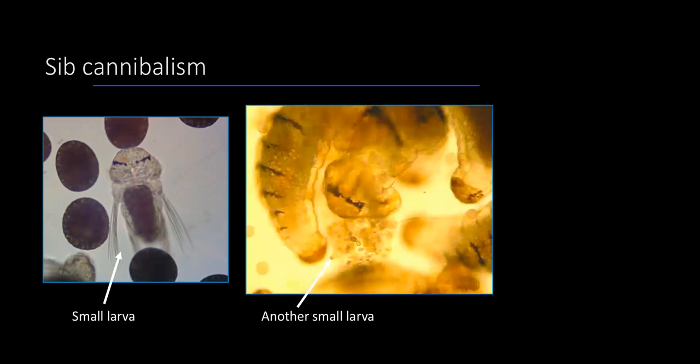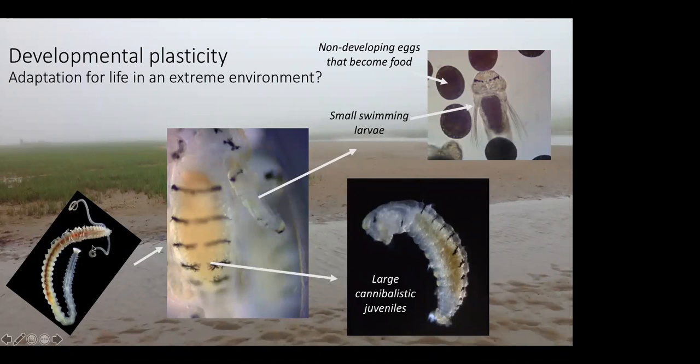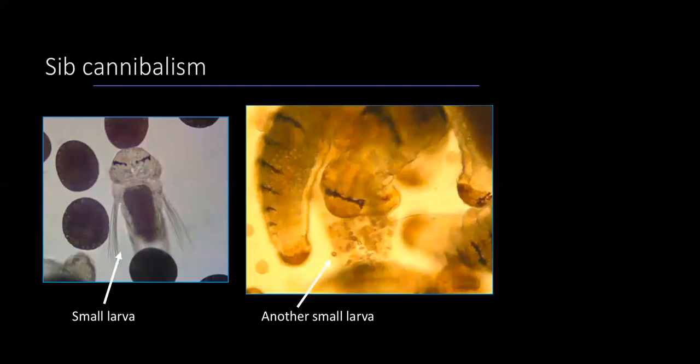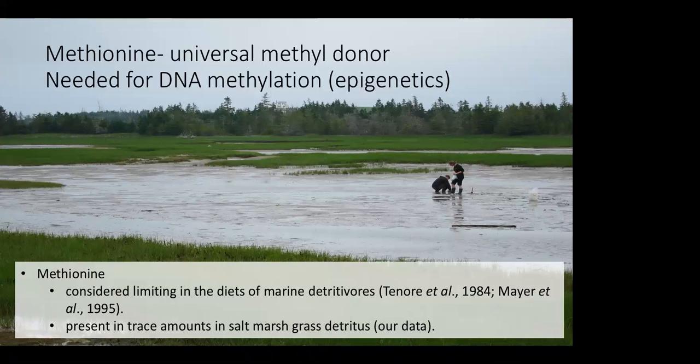If I just back up, the question is, we know we have a species that has developmental plasticity. They make small dispersing larvae and large cannibalistic juveniles that would presumably recruit right next to their parents in that same habitat. The question is, what are the environmental cues that can drive larvae to take one particular path, the path to dispersal, or another path, the path to cannibalism and local recruitment? We've worked on a variety of different potential environmental cues with, I'll say, not a whole lot of success, but the one that has been working really well for us recently is methionine.